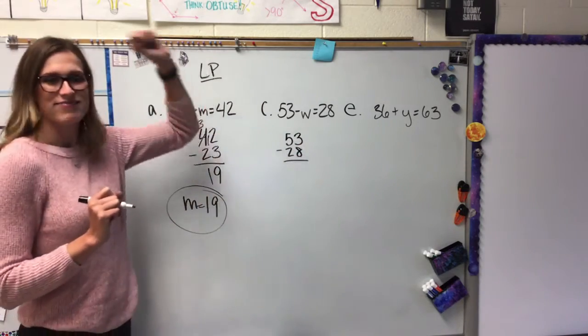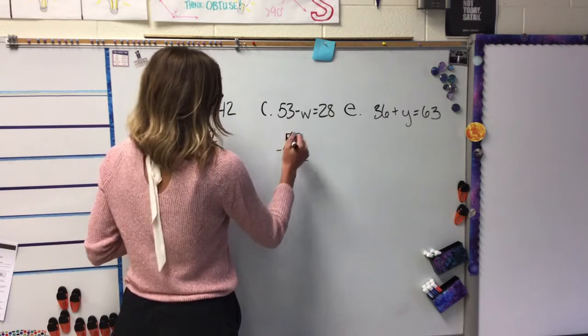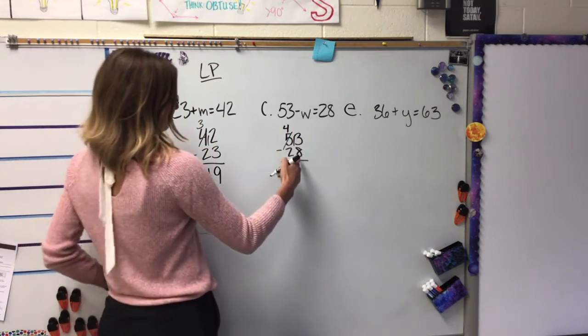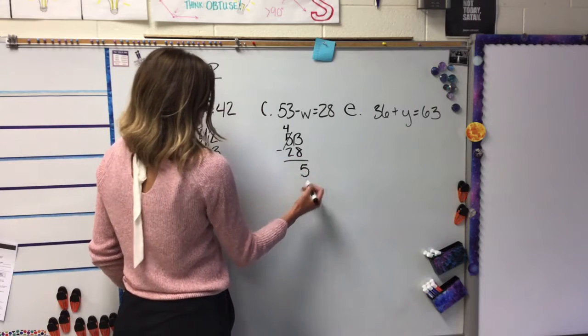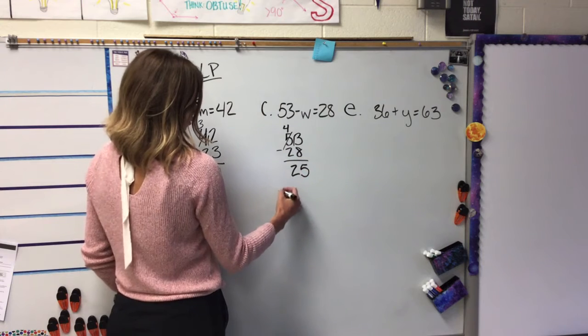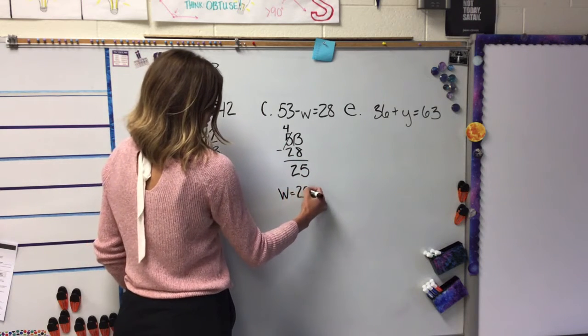3 minus 8, can't do that. Cross out the 5, make it a 4, change the 3 to 13. 13 minus 8 is 5. 4 minus 2 gives me 2. So W equals 25.